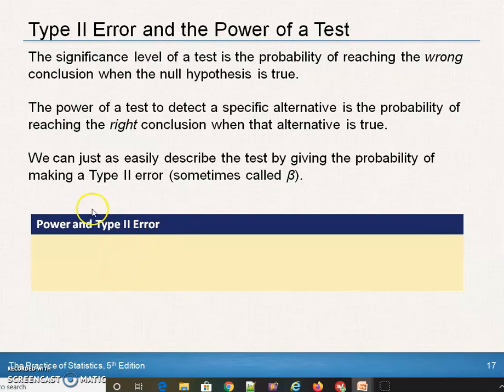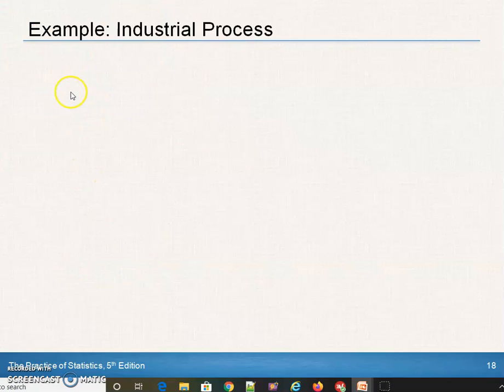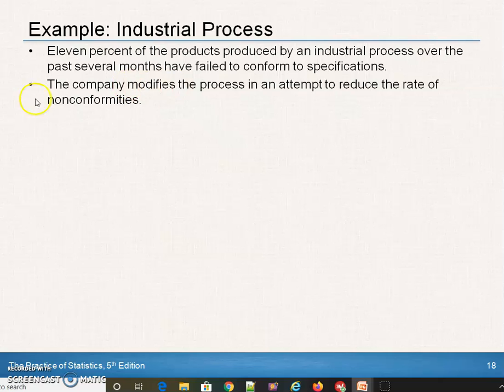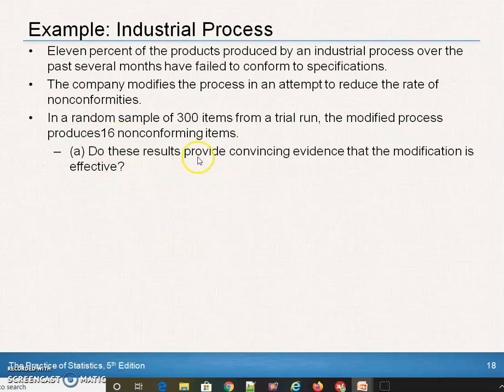So what you really need to do, instead of trying to figure out beta, is to figure out what alpha is. And here's an example. 11% of products produced by an industrial process over the past several months have failed to conform to specifications. The company modifies the process, wants to reduce the rate of nonconformities. A random sample of 300 items in a trial run. Modified process produces 16 nonconforming items. Do these results provide convincing evidence that the modification we made is effective?